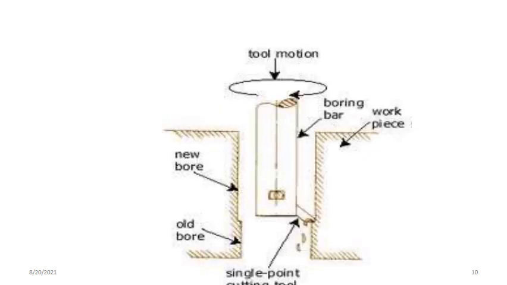See, this is a figure. This is a boring operation. First, this much is the already drilled hole. This much small amount you have to remove, enlarging the already drilled hole. This is the single point boring tool. This is the rotating boring bar. It rotates and removes the material inside that hole.